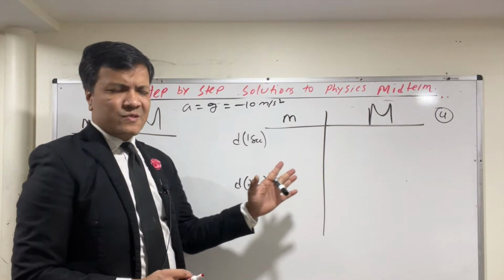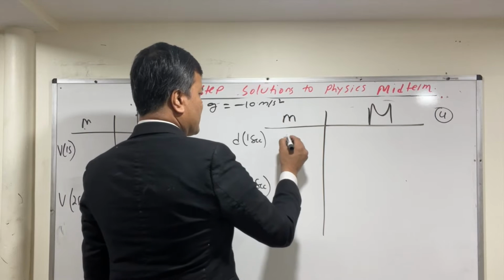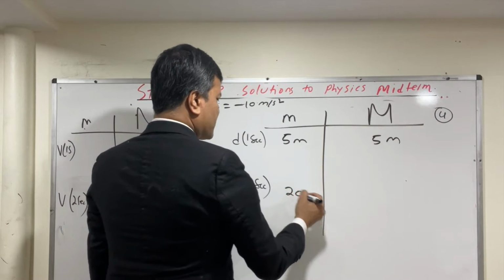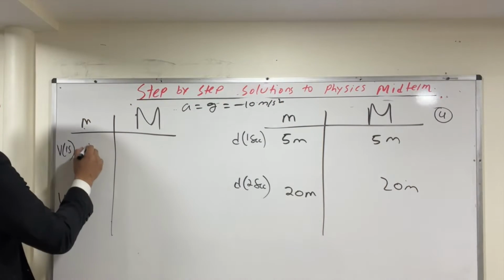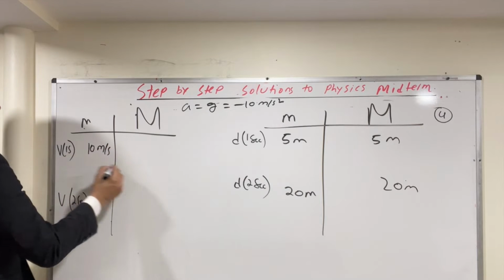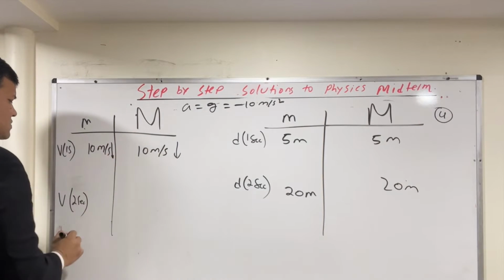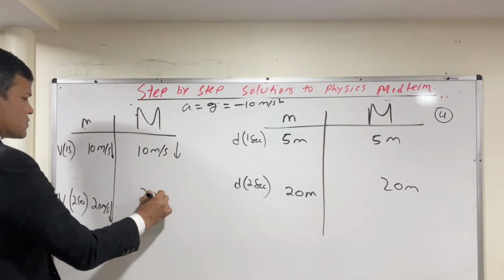Displacement at the end of 1 second for the light object is of course 5 meters, and this one also 5 meters. This one is 20 meters and this one also is 20 meters. This one is 10 meters per second at the end of 1 second. This one is 10 meters per second at the end of 1 second, of course down. This one is 20 meters per second down, and this one is 20 meters per second down.